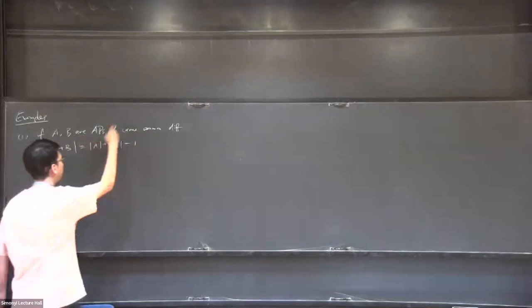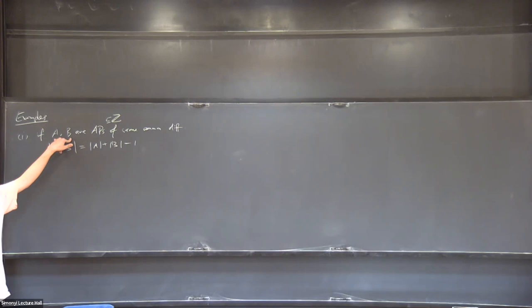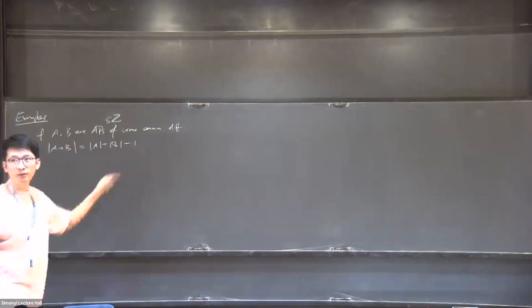Sorry, our APs, maybe finite APs. Make sure this cardinality makes sense. And you can actually easily prove that for arbitrary two finite sets A and B in the integers, the size of the set A plus B should be at least the size of A plus the size of B minus one. So it's easy to see.